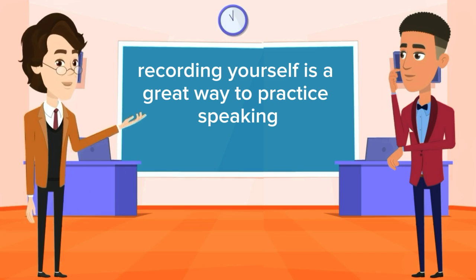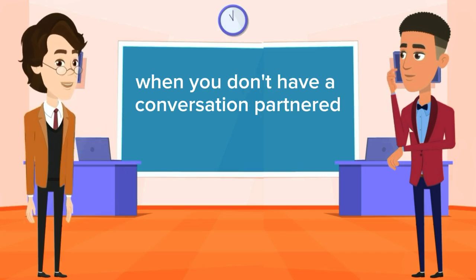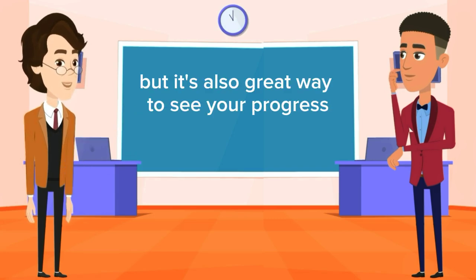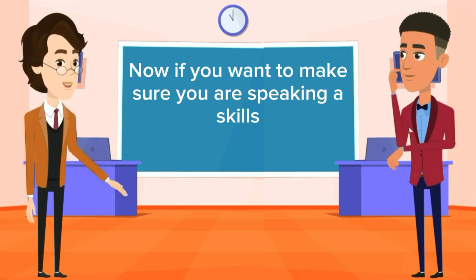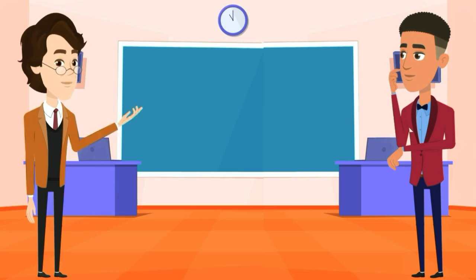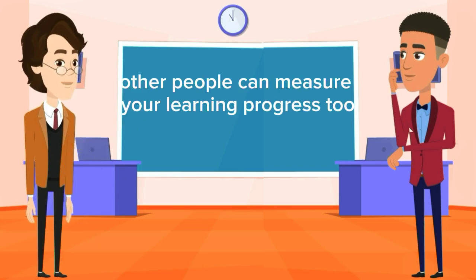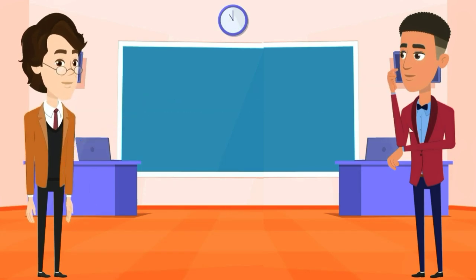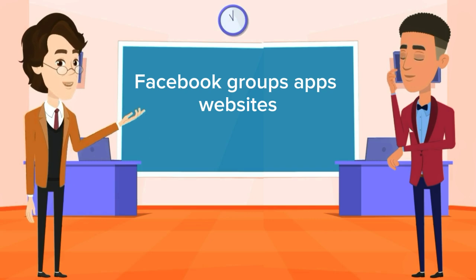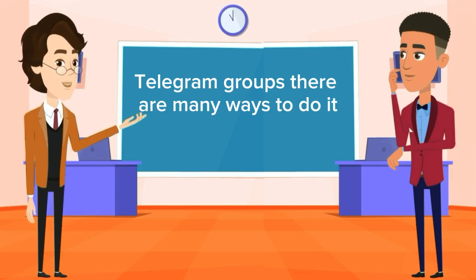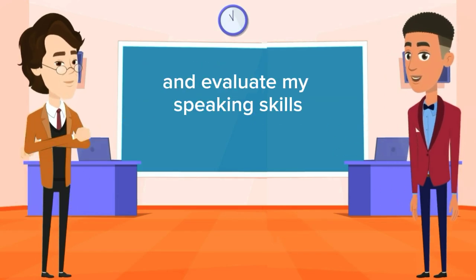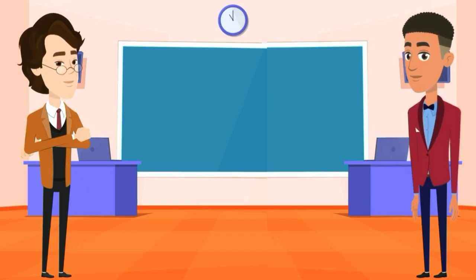Recording yourself is a great way to practice speaking when you don't have a conversation partner. But it's also a great way to see your progress. Now, if you want to measure your speaking skills, other people can measure your learning progress too. Use online language learning communities. Facebook groups, apps, websites, Telegram groups. There are many ways to do it. It could be great. You can tell me more about how to improve and evaluate my speaking skills.